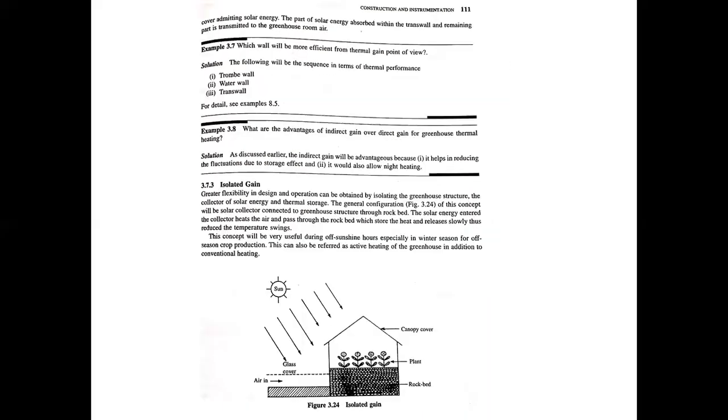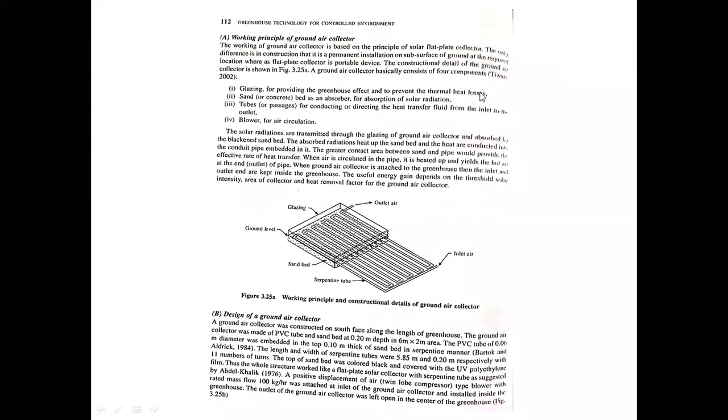Then working principle of ground air collector. So here I will read it. The working of the ground air collector is based on the principle of solar flat plate collector. The only difference is in construction: it is a permanent installation on the subsurface of the ground at the required location, whereas a flat plate collector is a portable device. The constructional detail of the ground air collector is shown in figure 3.25a.